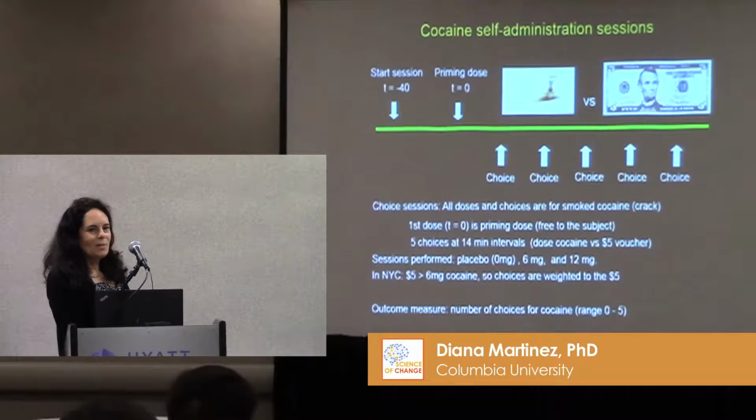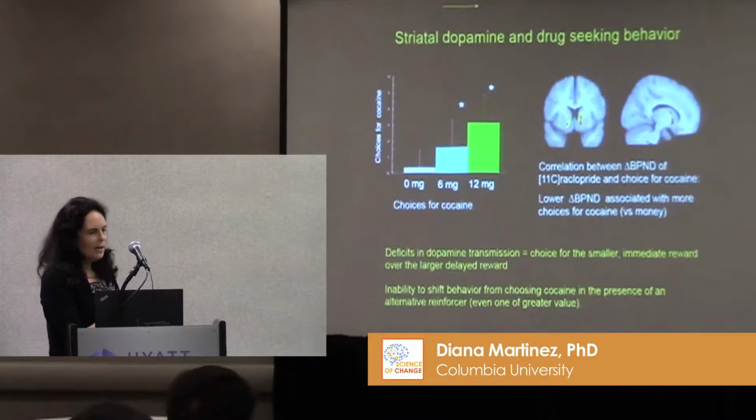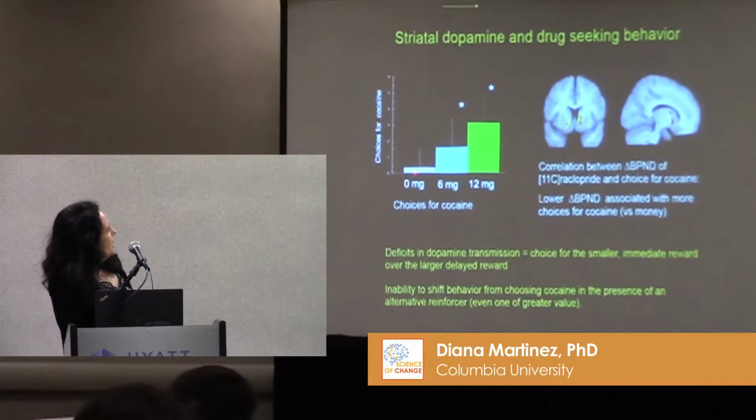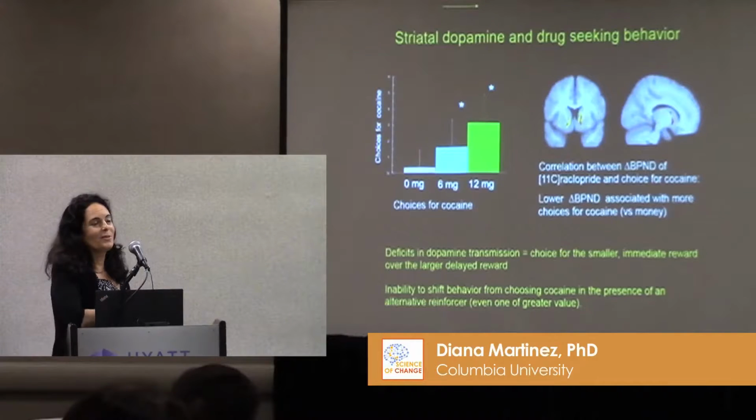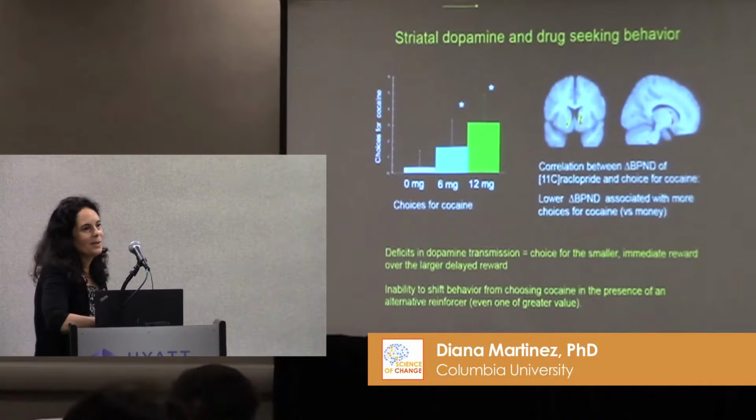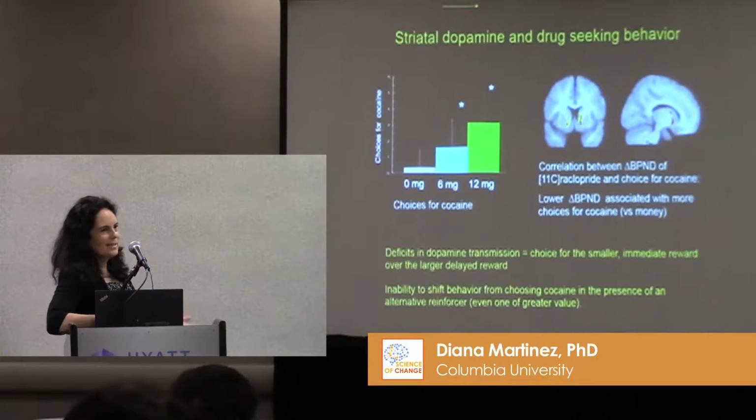And because I do PET imaging research and not behavioral research, I need very simple outcome measures. Our outcome measure here is very simple. It's just how many times people choose cocaine over money when the money is worth more. And here's the results of that study. Actually, I didn't show you this data, but the 6 milligram dose was rated as being the same in terms of subjective effects as a 0 milligram dose. So the 6 milligram dose was rated as being as lousy as placebo, yet people took it more frequently. And they took the 12 milligram dose more frequently.